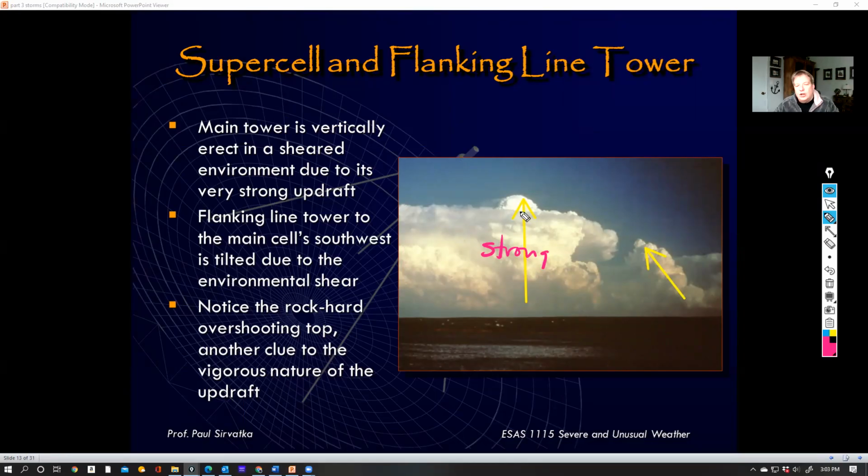Okay, so again, notice the rock hard feature of this cloud. Even at the very top, we have the ice cream cone overshooting top.